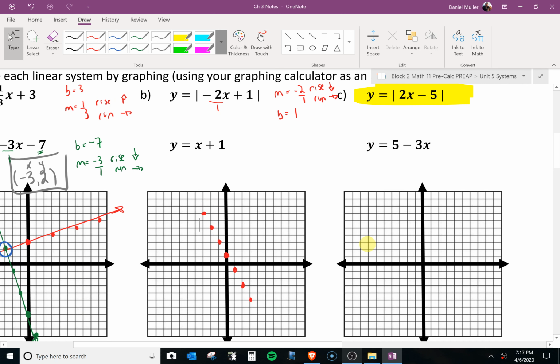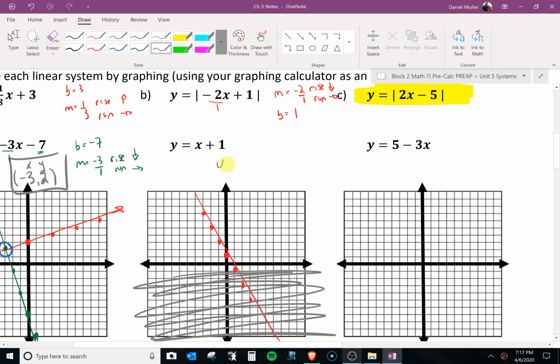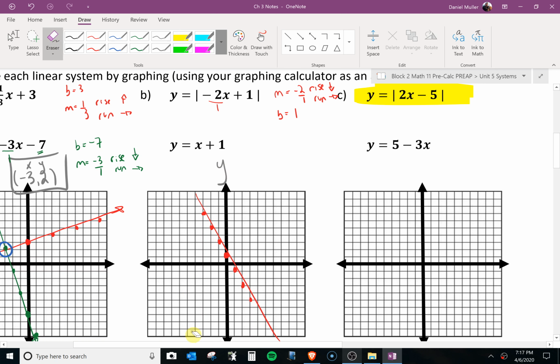Now that would be it, just like that, except that it's the absolute value. And we learned the absolute values. Any numbers that are down in the negative y's, remember this is the y-axis, anything that's down in the negative y's has to be flipped up.